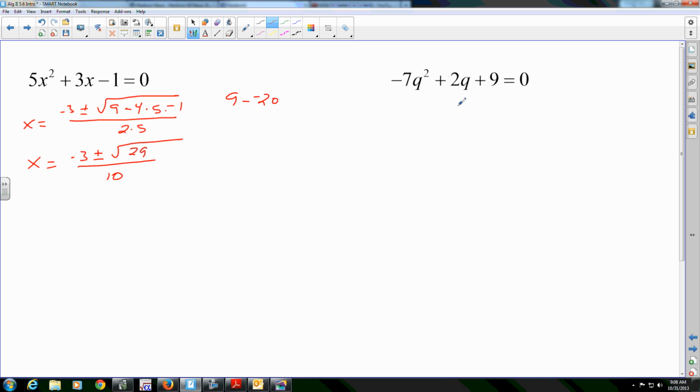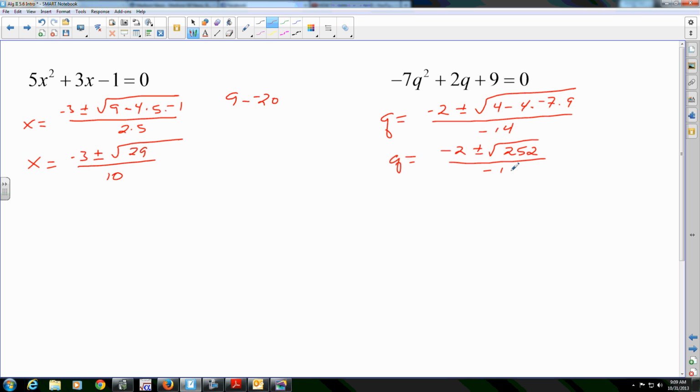This one, you've got a Q this time. So Q is equal to the opposite of b, -2, plus or minus the square root of 2 squared, which is going to be 4, minus 4 times a times b, all over twice a, so -14. Q is equal to -2 plus or minus, and doing that work ahead, I got 252.